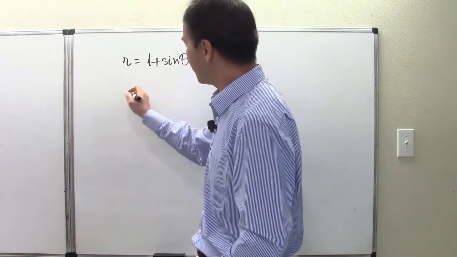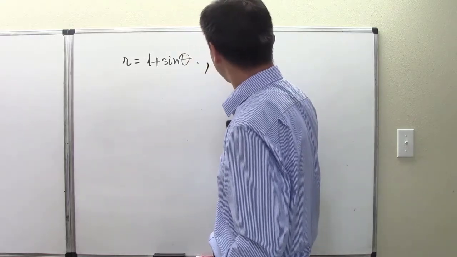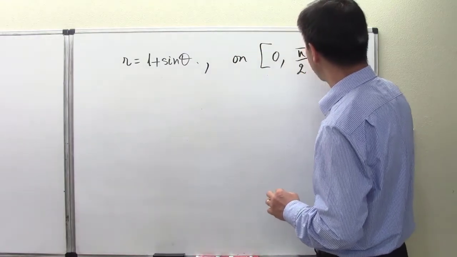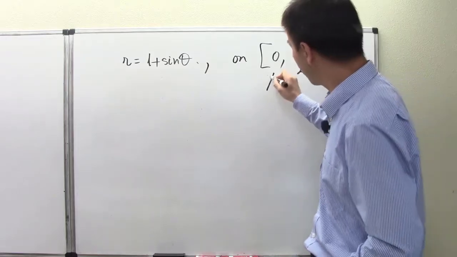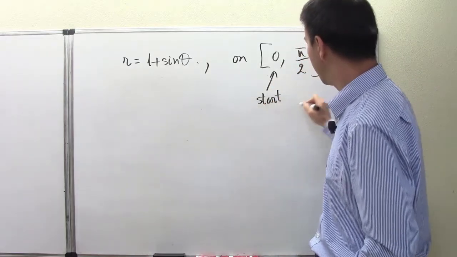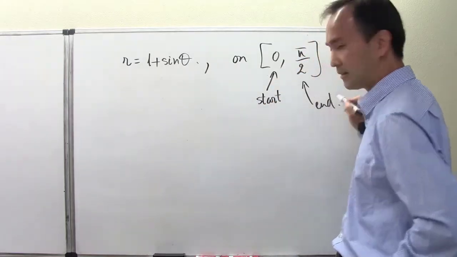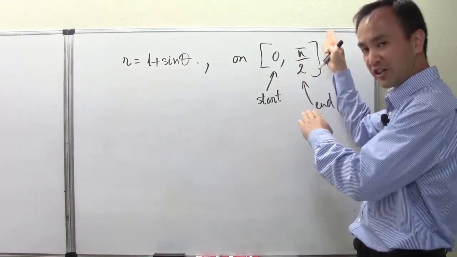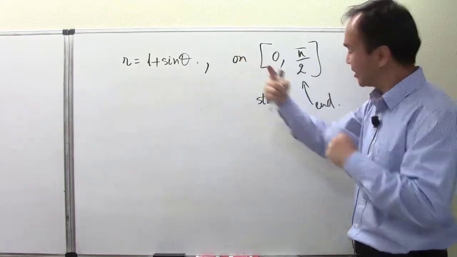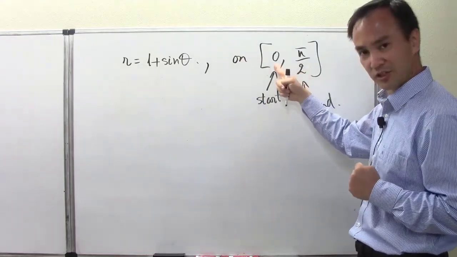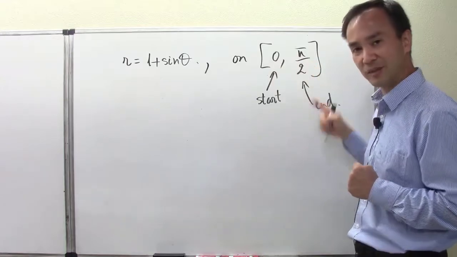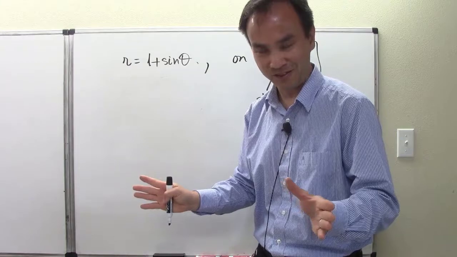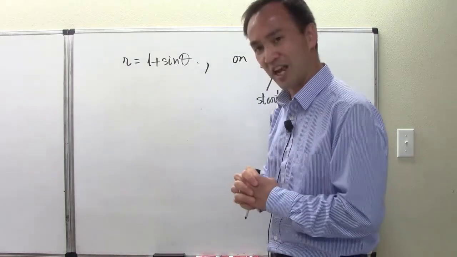And it was given that we're finding the area where the angle changes from 0 to pi over 2. So this is perfectly our start, and this is our end. We always go from small to large, in a positive rotation. So start has to be 0 and ending has to be at theta equals pi over 2. Now we are ready for setting up the integral.